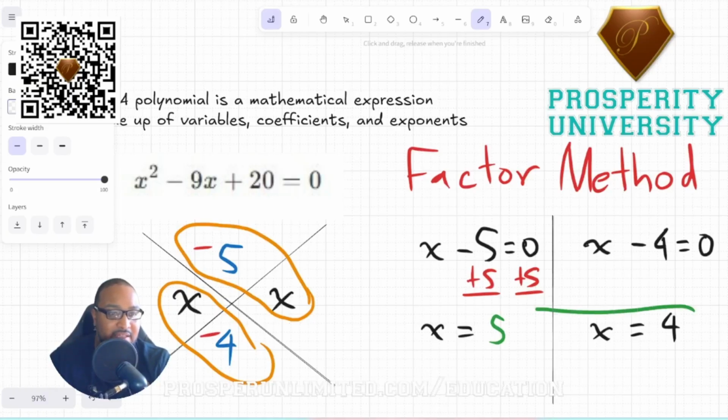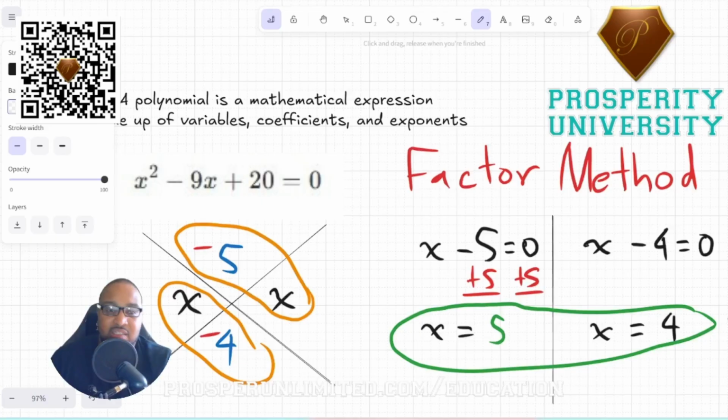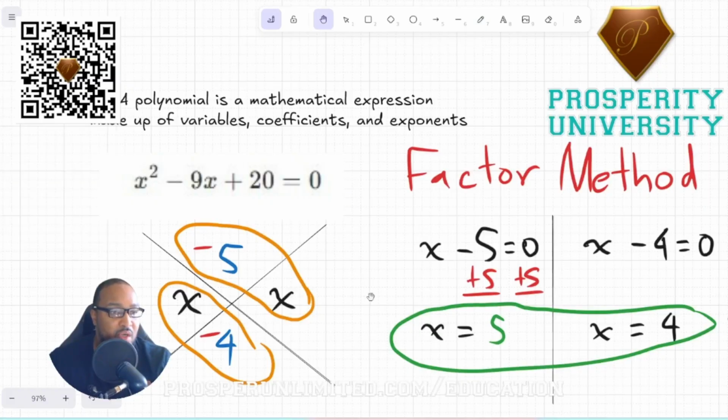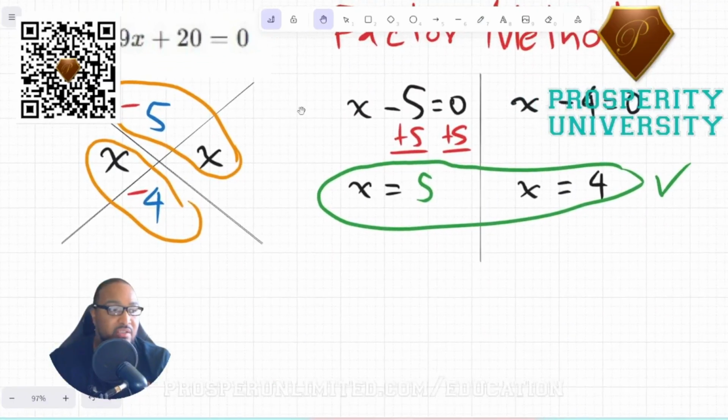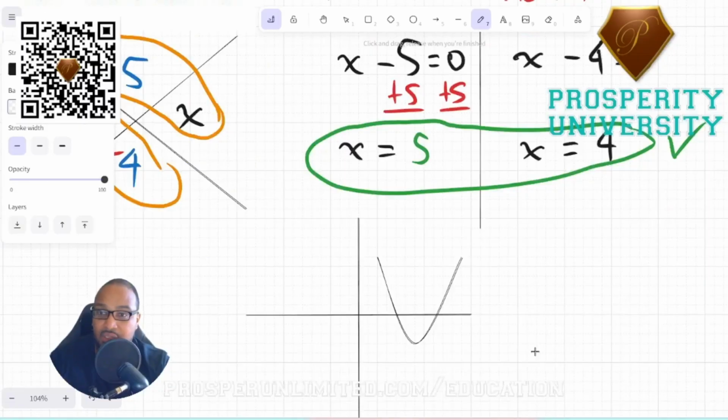So now you're wondering, why does it have two answers? Why does it give me two x's instead of just one? Well, the reason being is because when you graph the equation, x squared minus 9x plus 20, you would notice that it crosses the x-axis twice. It crosses it once at x of +4, and then it crosses it again at x of +5. And so this is why when using the factor method or any kind of method to solve a trinomial with 2 degrees, you'll get two answers.